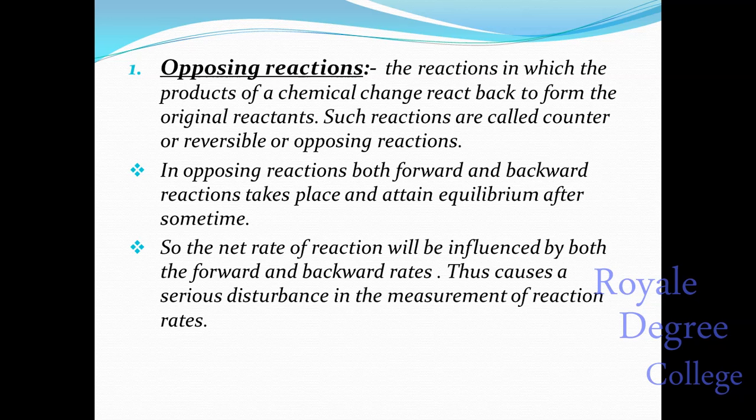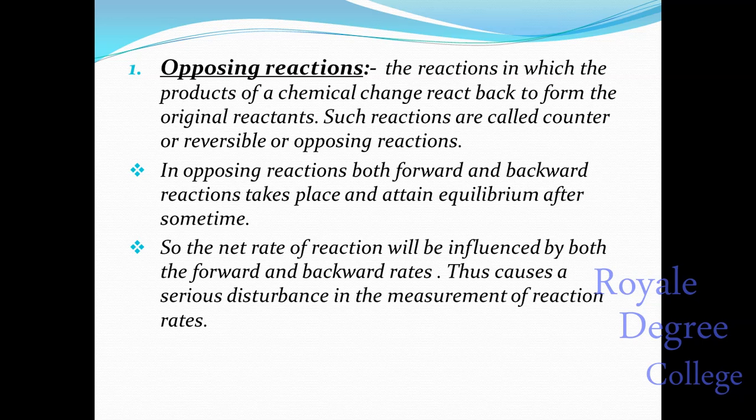Now we'll see about the opposing reactions. What is this? The reactions in which the products of a chemical change react back to form the original reactant. Once the reactants react, we get the product. When the products react with one another, we get back the reactant. So this type of reaction is called opposing reaction, counter reaction or reversible reaction.